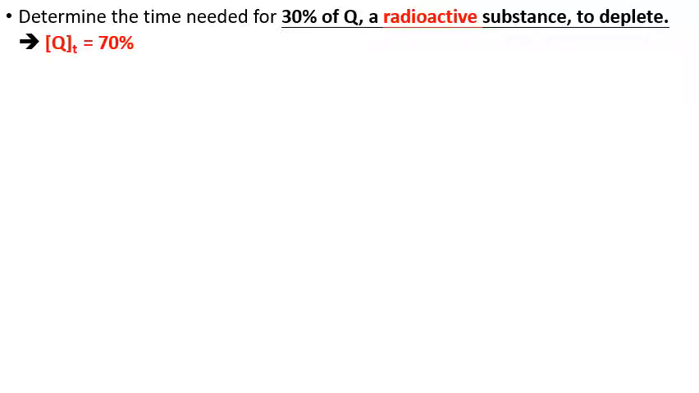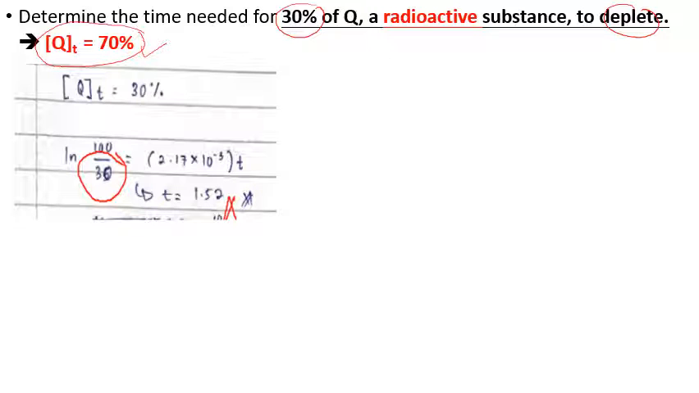Okay, let's look at another question. Determine the time needed for 30% of Q, a radioactive substance, to deplete. So from the question, we get the idea that the concentration left over is 70% because 30% is depleted. If you look at the answer given for this question, the student identified the concentration at the time given wrongly, which caused the time identified to also be incorrect. At the same time, we also noticed that the student didn't put the unit for the time. So even if the answer is correct, you will not get the mark for the final answer.